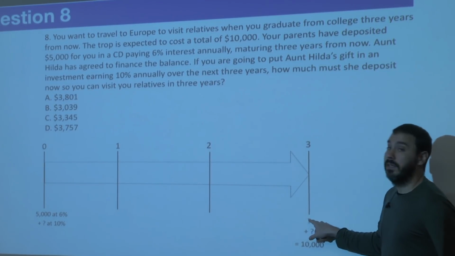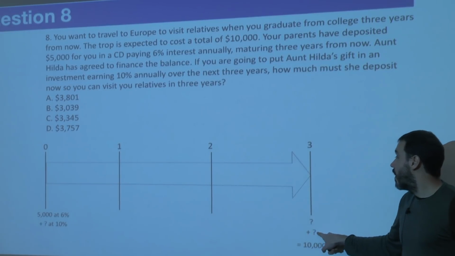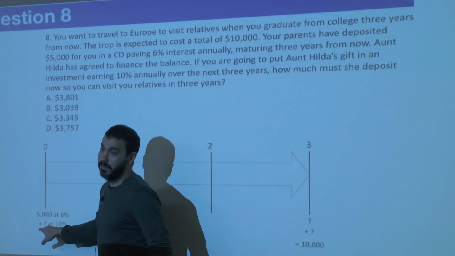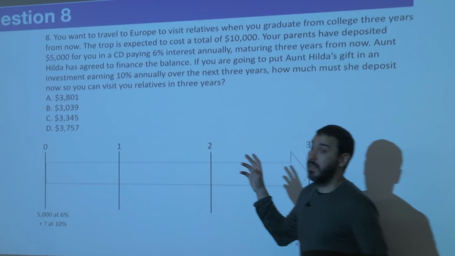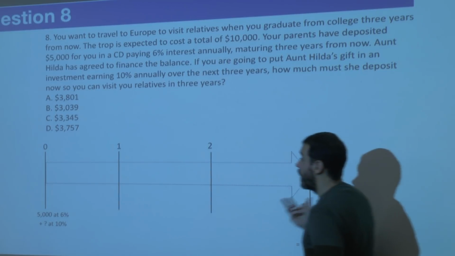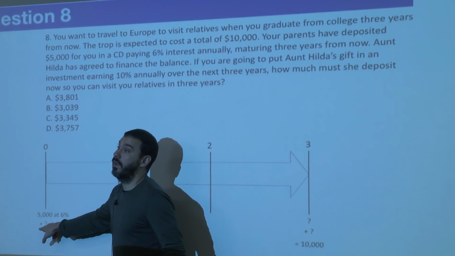Then you will see this is less than $10,000. So some other amount must come from a different investment. The investment is at 10%, also for 3 years. But you're asked, how much does this need to be? The present value of this.